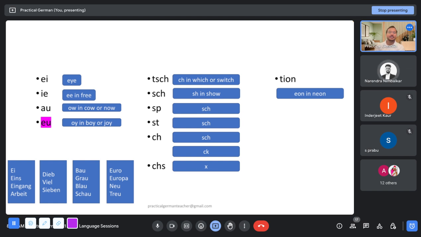What is currency in German? What is the word for currency in German? Geld? No, Geld is something else. What does Geld mean, guys? Geld means money, I guess. Currency is something else. Okay, let's play this game. What is currency? Anyone? It's called Währung.